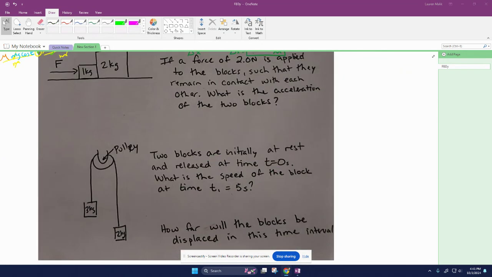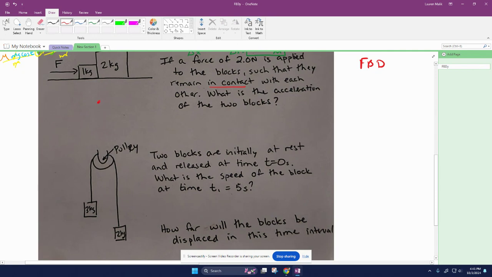All right, next question. We have a force of 2 newtons being applied to 2 blocks so that they stay in contact with each other. What is the acceleration of the 2 blocks? Okay. So, again, going to our steps. We're always going to start with a free body diagram. In this case, they're going to stay in contact, meaning we can treat them as one big system.